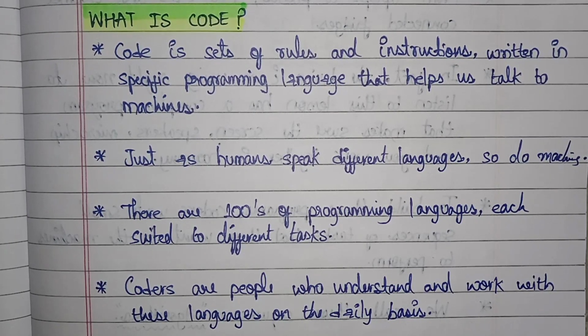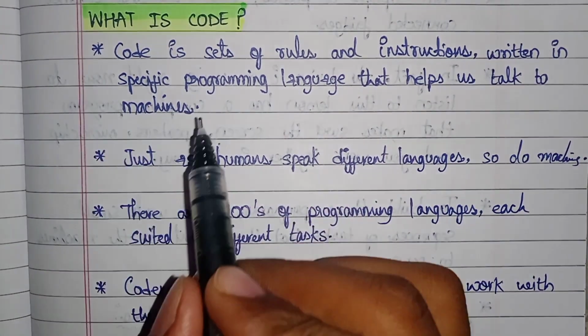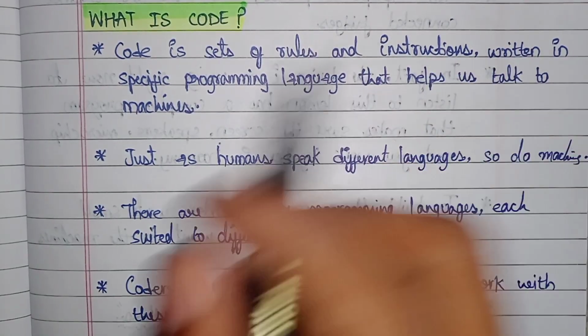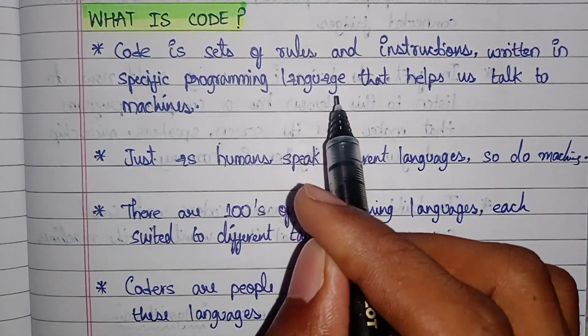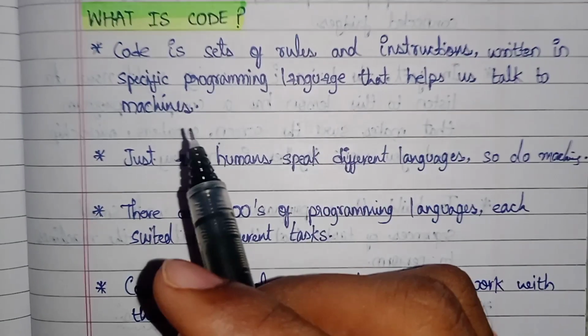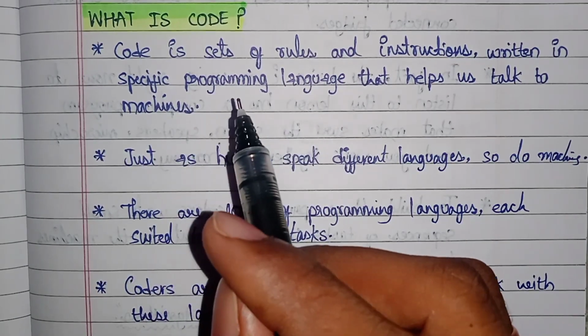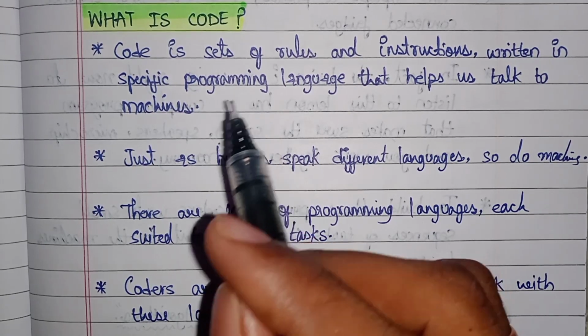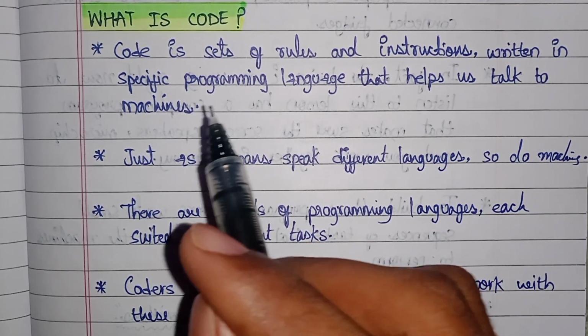So in today's lecture we will learn what is code. Okay, so let's begin. So what is code? Code is a set of rules and instructions written in specific programming languages that helps us to talk to the machines. Okay, so the code is a set of rules and regulations, and it has some protocols which are written in a specific programming language.